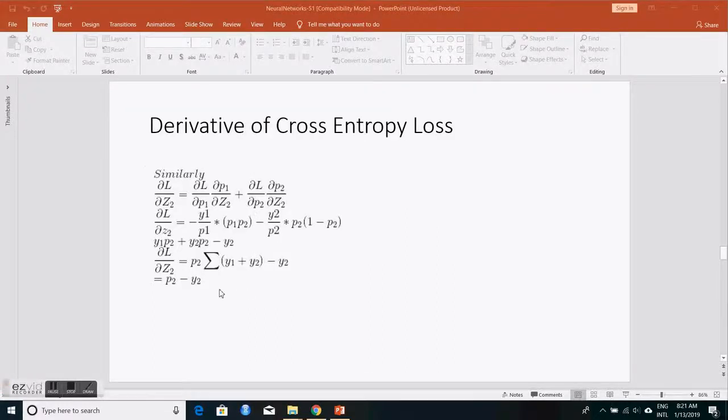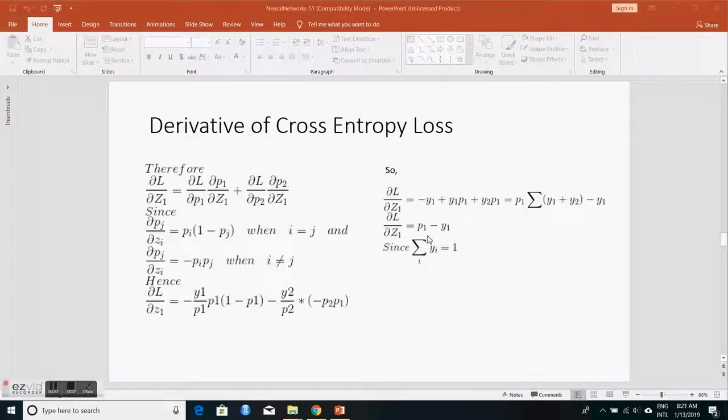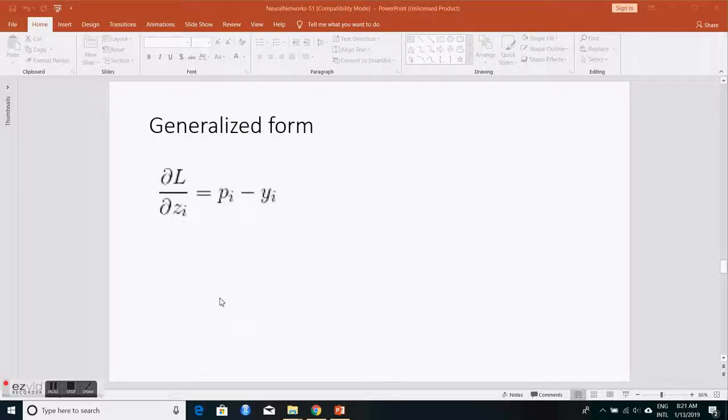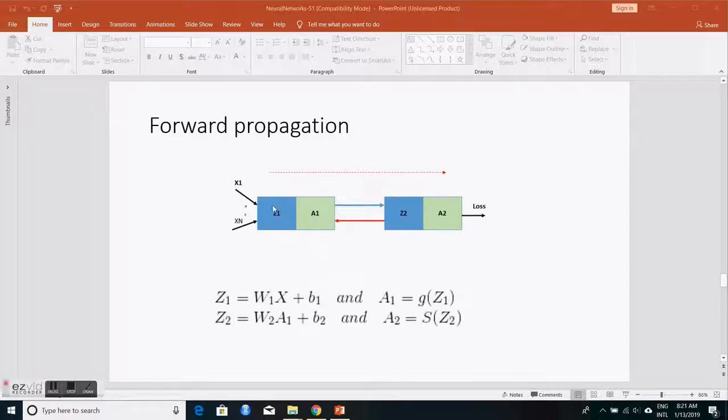So you'll find that ∂L/∂Z1 is P1 minus Y1 and ∂L/∂Z2 is P2 minus Y2. In fact, even though it's large and laborious, finally how the loss varies with respect to Zi, the activation at the previous layer, is Pi minus Yi. So the whole thing reduces to this very simple form for the softmax as the output.